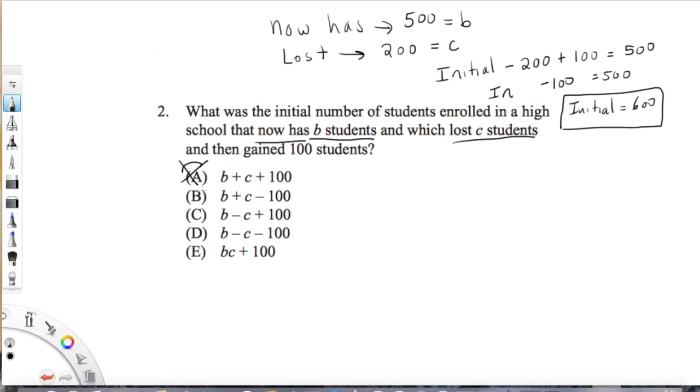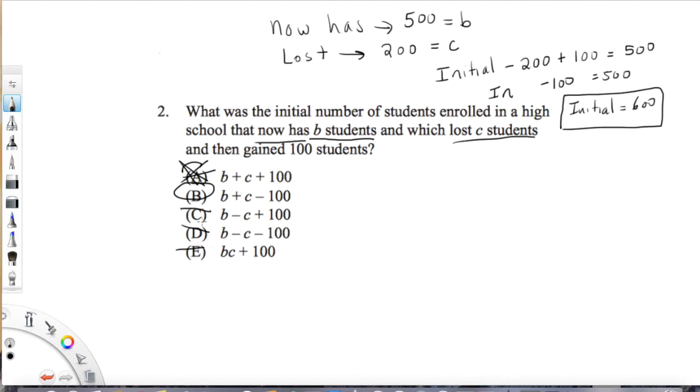And on the test, we hope that you'll be confident enough to know that you're done, but let's just look at the other answers. 500 minus 200 is down to 300, plus 100 is 400. That's not going to work. 500 minus 200 minus 100 is even smaller, so both of these are wrong. And then B times C is going to be 10,000? So that's definitely too much. 10,000 plus 100. So the best answer is B.